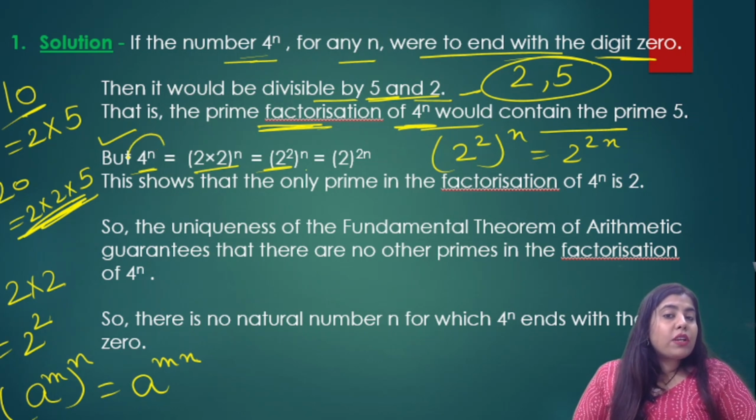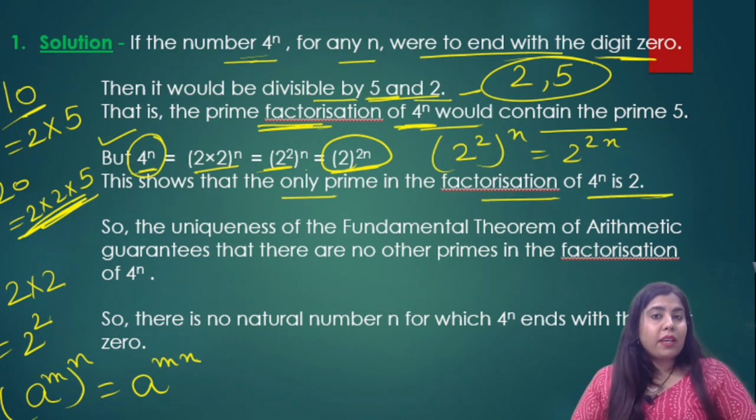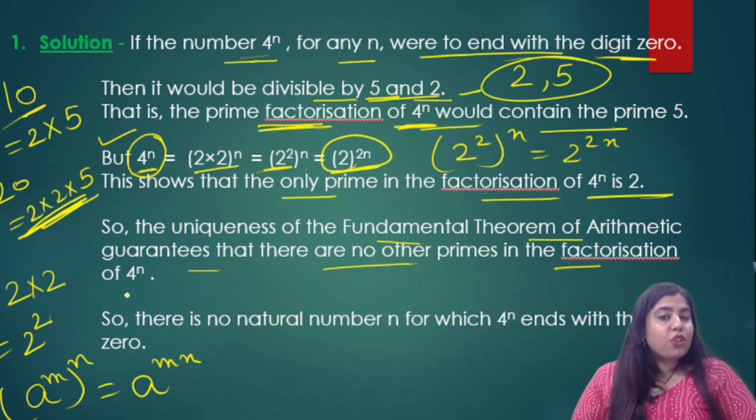It means 4 raised to the power n is equal to 2 raised to the power 2n, right? This shows that the only prime in the factorization of 4 raised to the power n is 2. From here we can clearly see that there is only one prime we are using in the factorization of 4 raised to the power n, that is 2. It means there is no factor 5 in the prime factorization of 4 raised to the power n, right? So the uniqueness in the fundamental theorem of arithmetic guarantees that there are no other primes in the factorization of 4 raised to the power n.